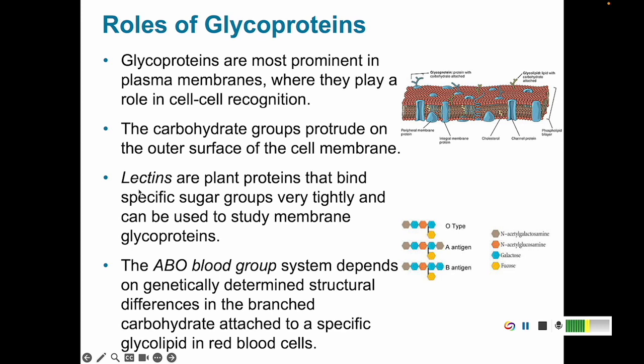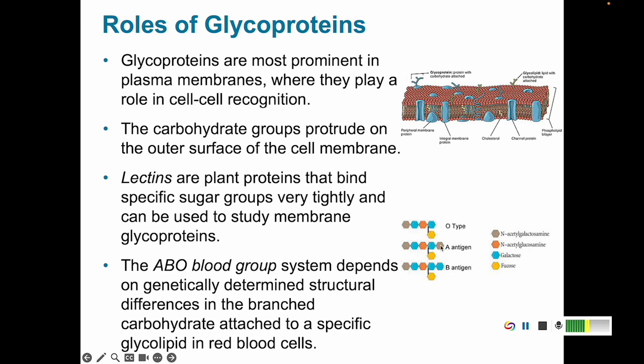Lectins are plant proteins that are very specific for the sugar groups they bind, and they bind those sugar groups very tightly and are used as a model to study glycoproteins. And the ABO blood group in people depends on differences in the different types of sugars. So here, the O-type blood doesn't have any extra sugars added to it. The A-type blood has this N-acetylgalactosamine added to it. That's what this little brown hexagon is. And B-type blood has galactose added to it.